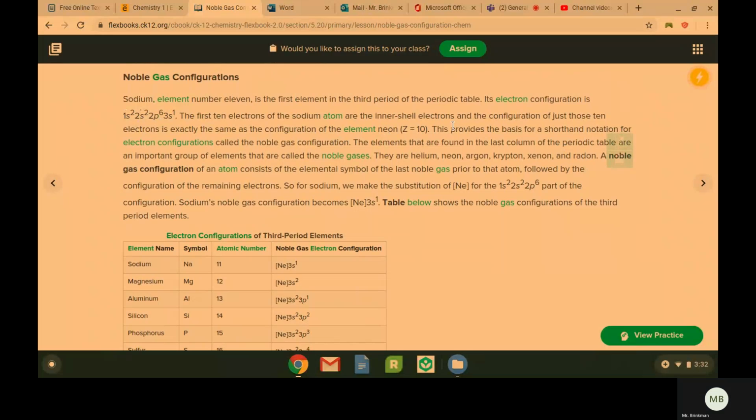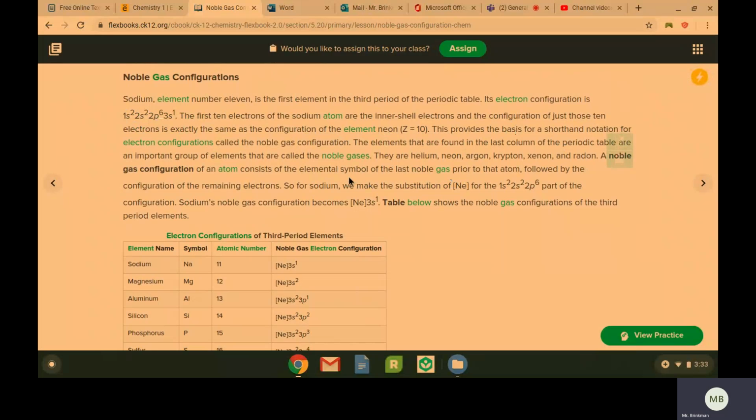All right? So how we do noble gas configuration is we write the noble gas symbol. If we're using sodium, for example, we know that we have the same configuration as neon in the 1 and 2 principal energy levels. So we write neon. Neon is 1s2, 2s2, 2p6. It substitutes for this configuration that comes before the third energy level.